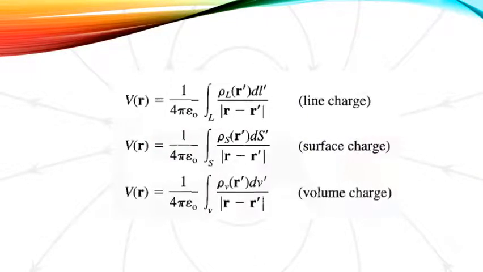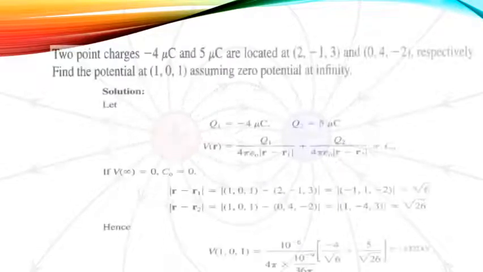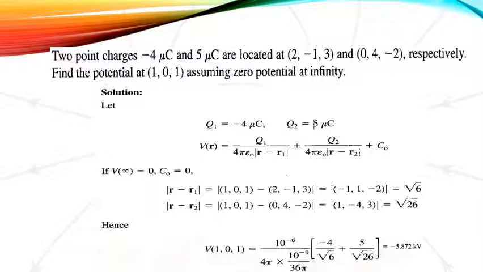Here is the problem. We are considering two charges, minus 4 microcoulomb and 5 microcoulomb, located at two different points (2, minus 1, 3) and (0, 4, minus 2). We need to calculate the potential at the point (1, 0, 1). Let us start. First write the given data, where Q1 is minus 4 microcoulomb and Q2 is 5 microcoulomb. We know the formula for V.